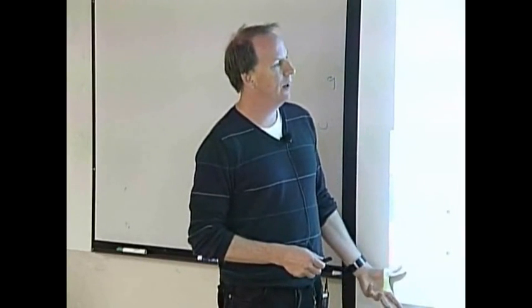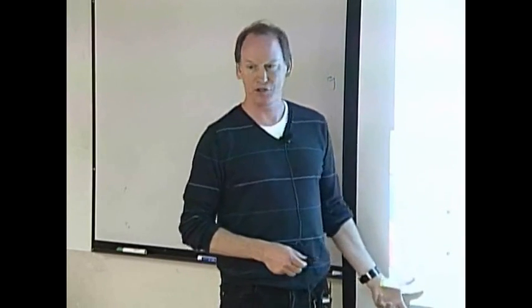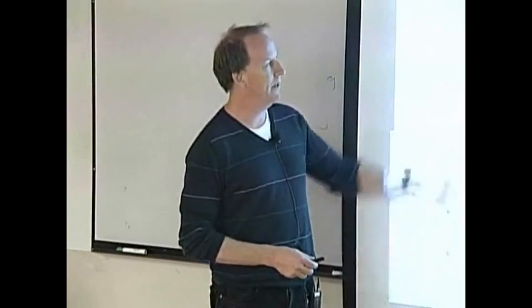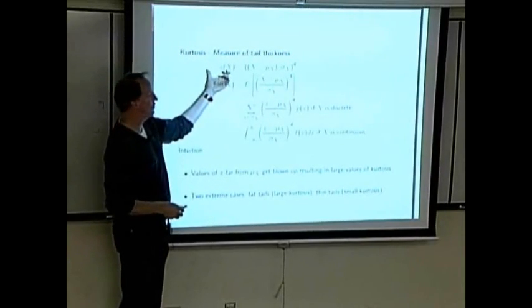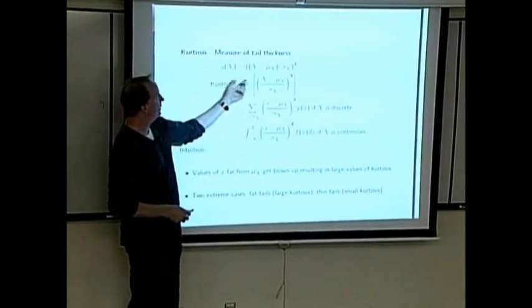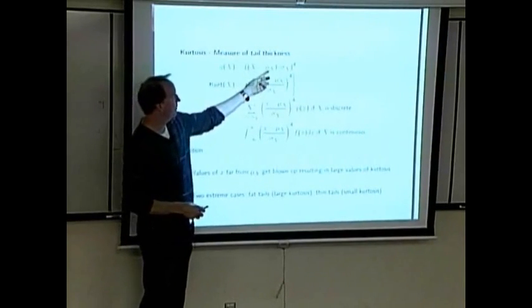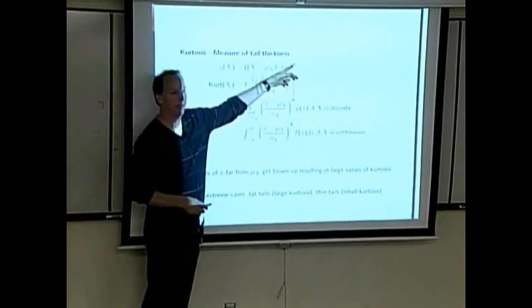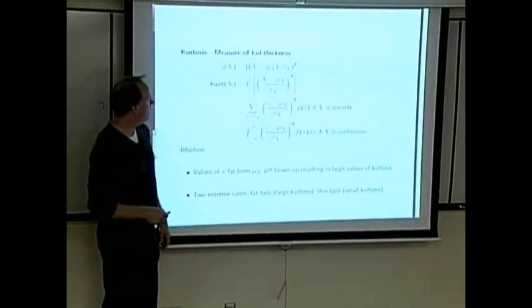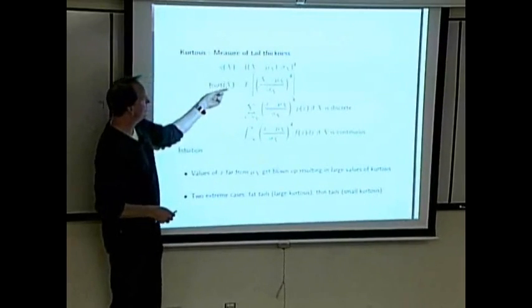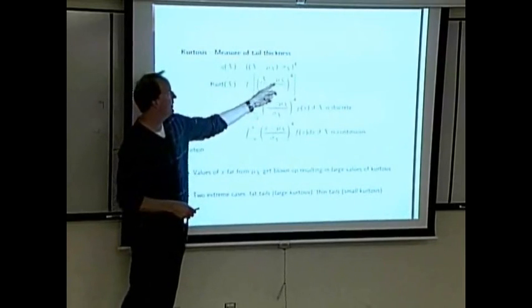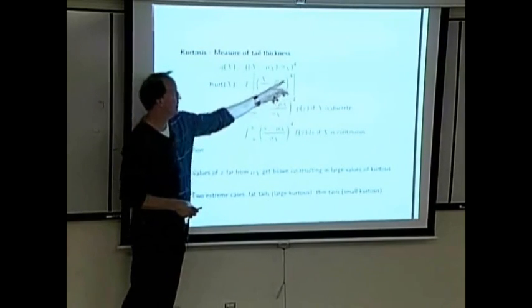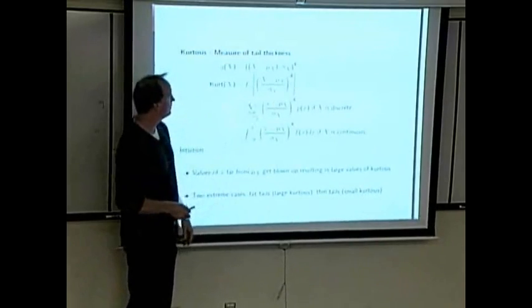Now, how do we measure the likelihood of extreme events for a distribution? One type of measure is known as kurtosis. The kurtosis is based upon a function of the random variable: the random variable minus the mean, divided by the standard deviation, raised to the power 4. The kurtosis is then the expectation of this function. So it's the probability weighted average of the deviation of x from its mean, standardized by the standard deviation, raised to the power 4.